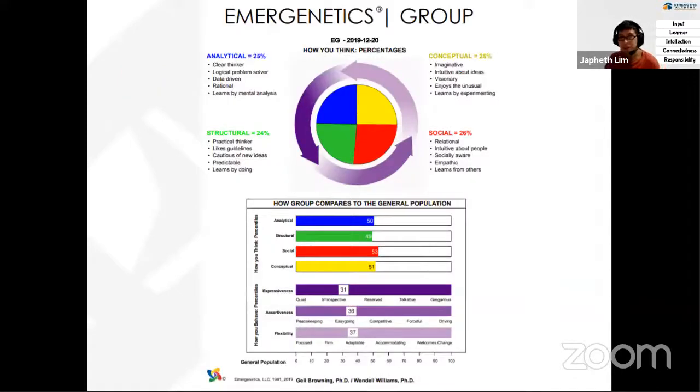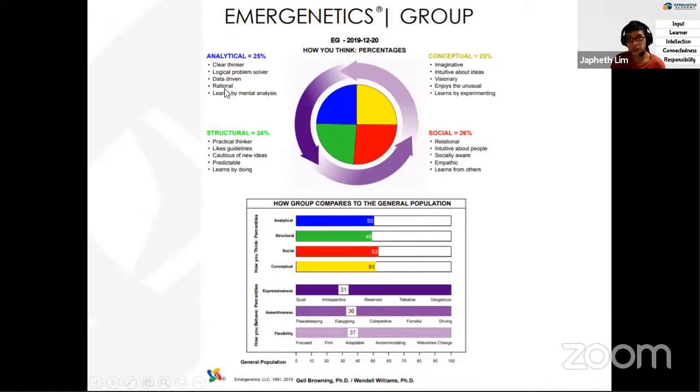So this is a typical Emergenetics profile that you would see. I'm going to slowly flesh out the different components. On the top, you will see a little pie, which talks about the thinking styles. The different colors mean the different domains of thinking style. At the bottom, you will see the expressiveness, assertiveness, and flexibility. These are called behavioral attributes.